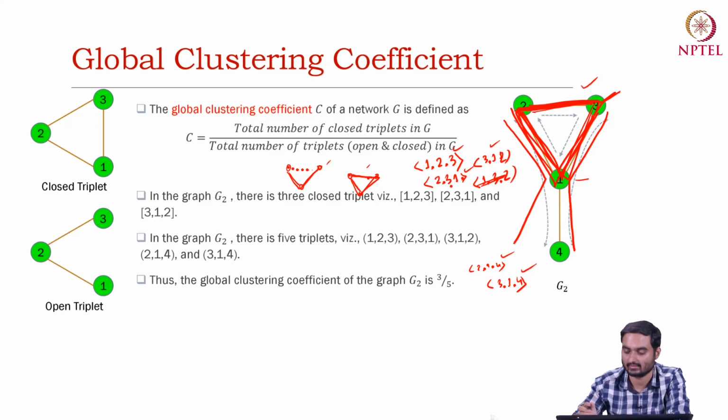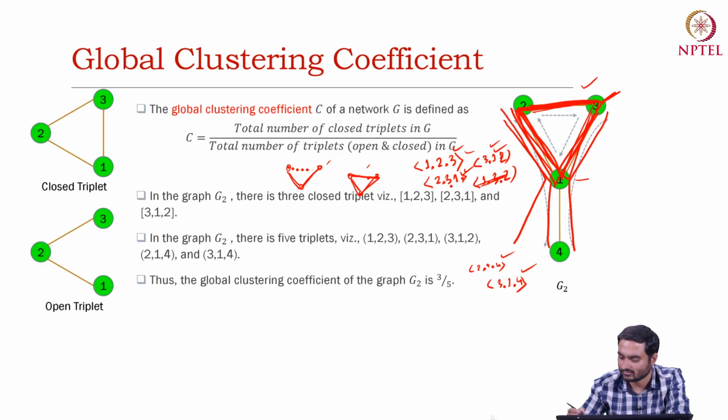So how many triplets are there? 1, 2, 3, 4, 5. Total number of triplets is 5. How many closed triplets are there? There are 3 closed triplets. Remember, every triangle contributes to 3 closed triplets.